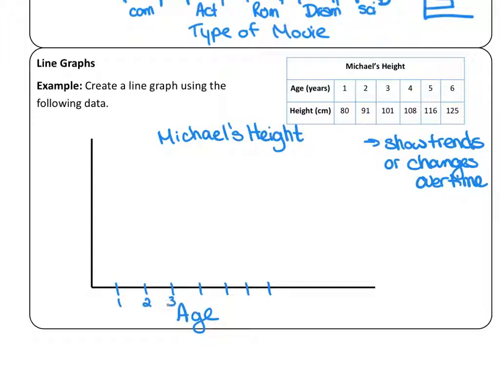One, two, three, four, five, six, and then we'll put the height on the side. So notice this is where you kind of have to think about scale. It goes up to 125 and starts at 80. So I'm going to go up, I think, by 25s: 25, 50, 75, 100, 125, 150.